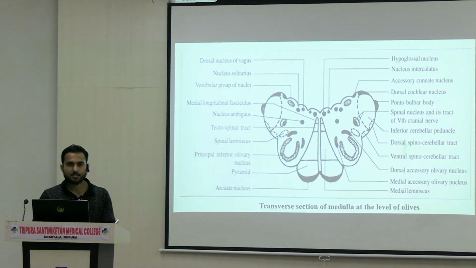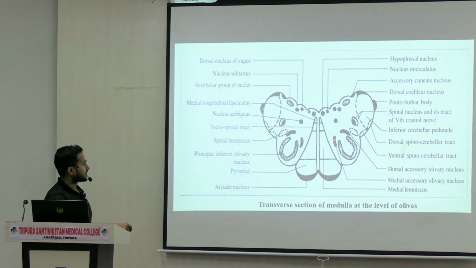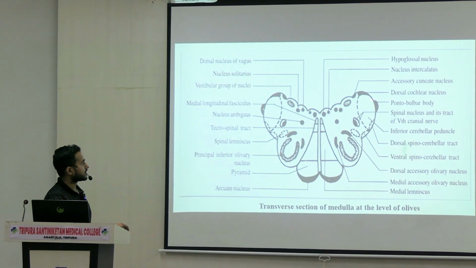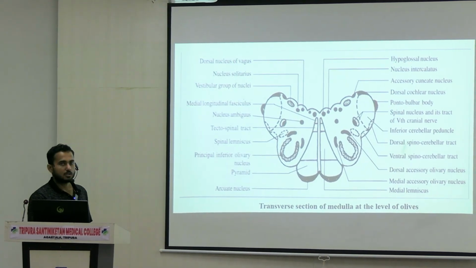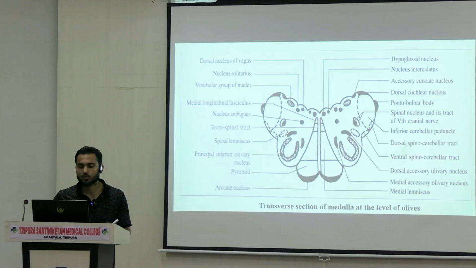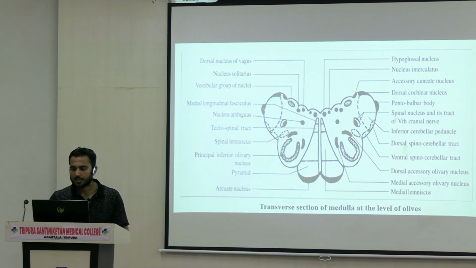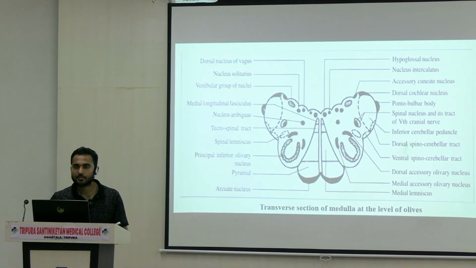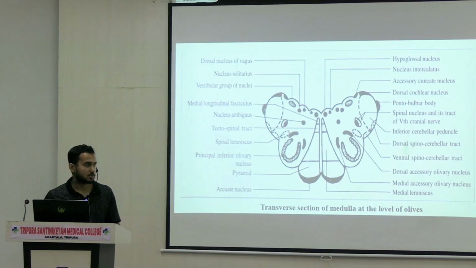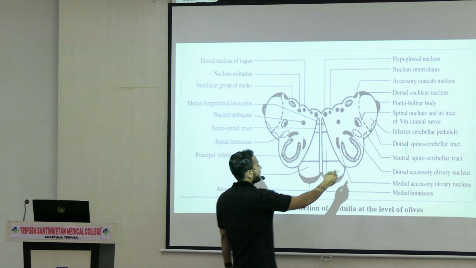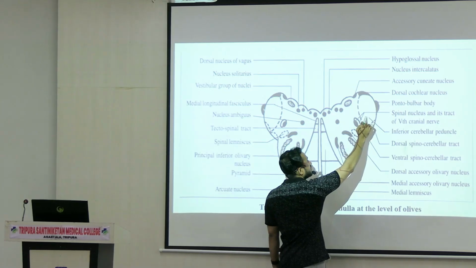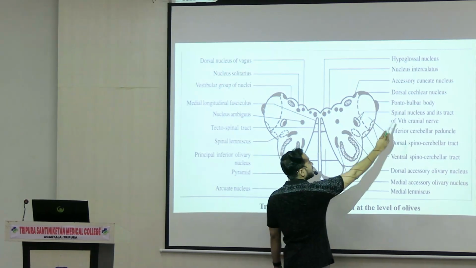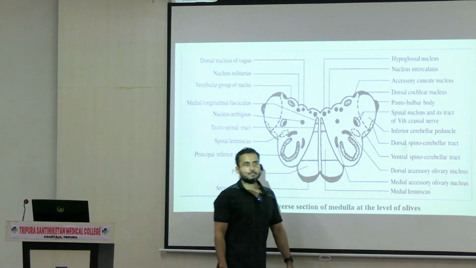Next, in this particular section, you can see another structure called the pontobulbar body. Look here, there is an elevation. It is called the pontobulbar body. It is located on the dorsolateral surface of the inferior cerebellar peduncle. Dorsolateral means posterior and lateral to the inferior cerebellar peduncle, where the pontobulbar body is present.